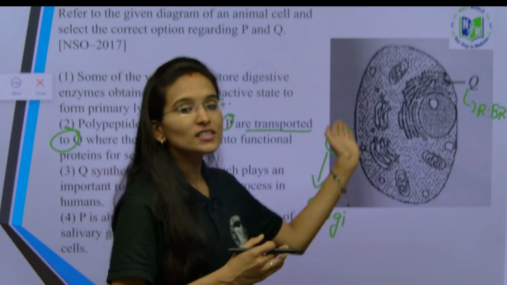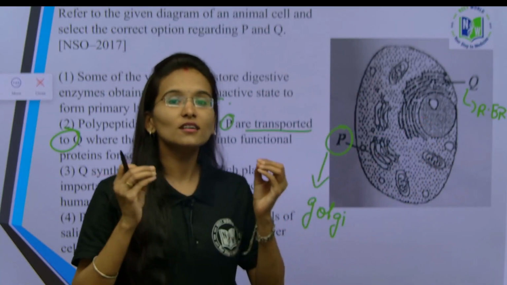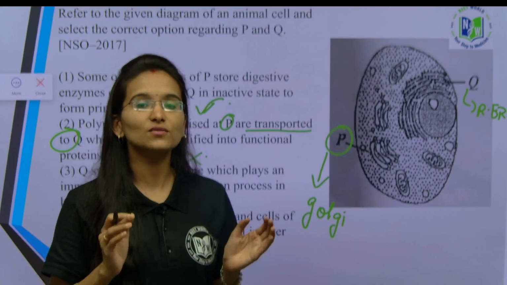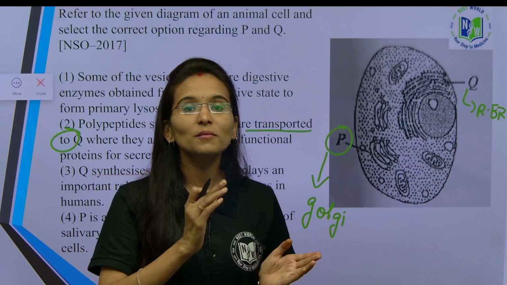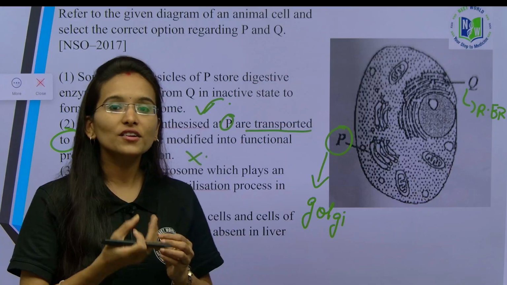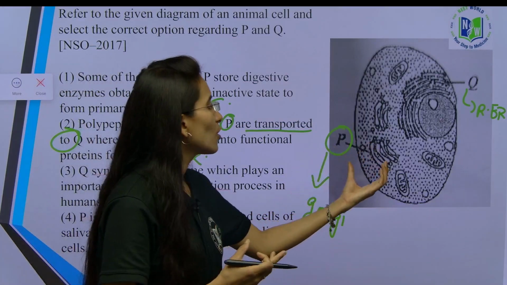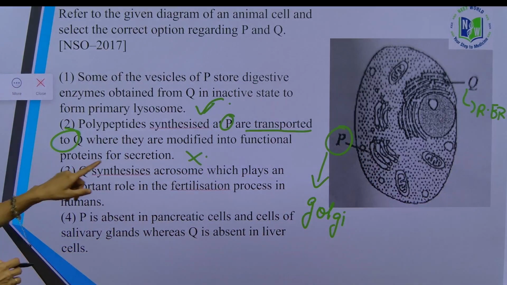But in reverse it cannot happen, because proteins are always synthesized from the rough endoplasmic reticulum. Later they are modified and packed inside the Golgi body. So, this option is also the wrong option.